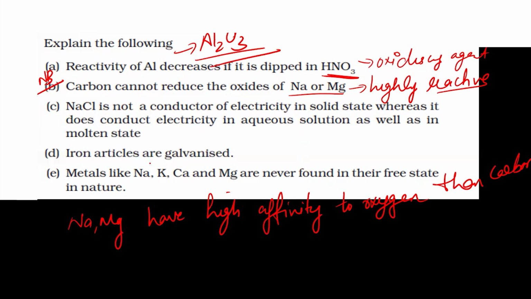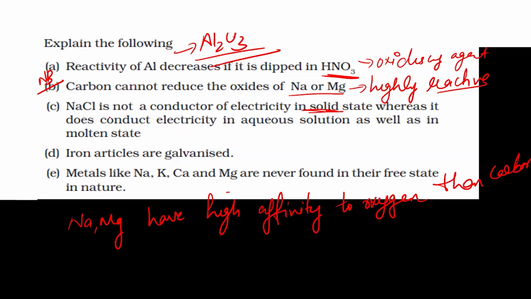Okay, next is sodium chloride is not a conductor of electricity in solid state. Yes, of course, sodium chloride is an ionic compound, right? In the solid state, the ions are not free to move. So ions are not free, so they cannot conduct electricity. But when we melt it, or add water to it and make it aqueous, what will happen? The ions become free to move so that they can conduct electricity.